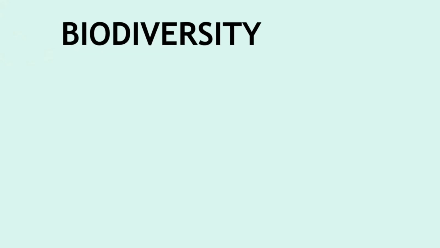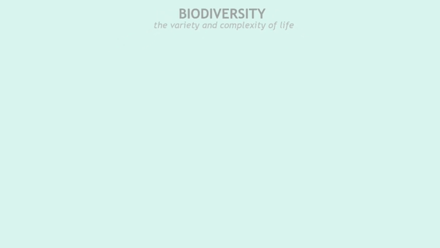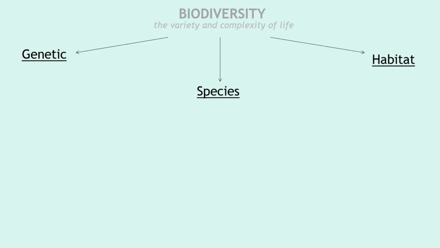So we can define biodiversity as the variety and complexity of life. And this could be life in one particular ecosystem, or it could be life on Earth, so the whole living world of the planet. There aren't really any strict boundaries. Now, we can consider biodiversity at three different levels: at the level of the genes, at the level of the species, and at the level of the habitat.